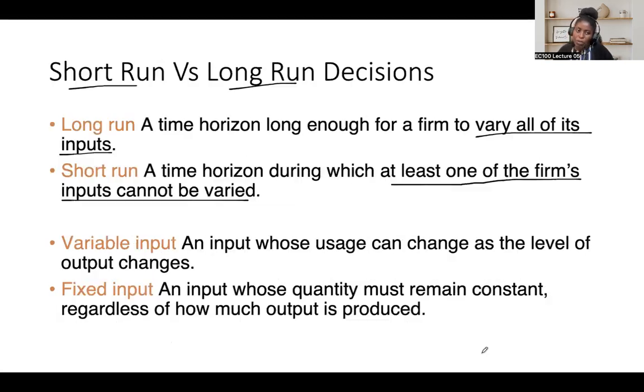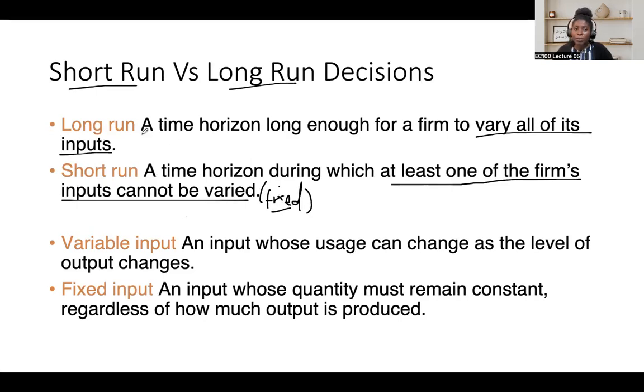Are we together? So this is what it means. So short run is that period of time that you cannot vary or you cannot change all inputs to meet that target of output. At least one of the firm's inputs cannot be variable. That means it is fixed. So this is a situation where you are stranded. You want to grow, you want to increase production, you want to increase your output, but you can't change all of your factors of production. You cannot change all your inputs. At least one limits you. It's fixed. Okay. I hope that is clear.